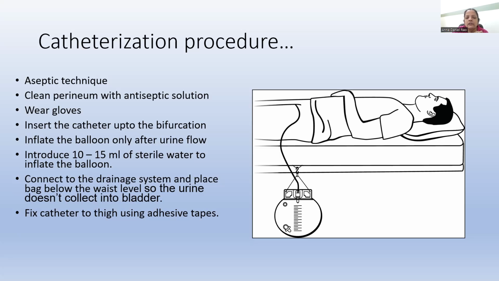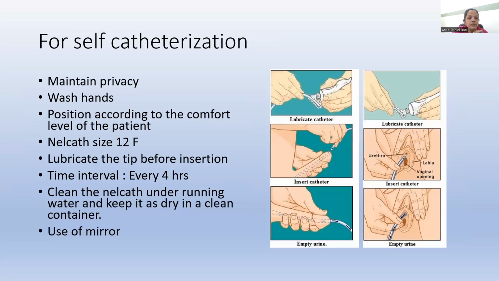Fixing of the catheter also needs to be done carefully, because many times adhesive tapes create a lot of allergic reaction, especially when the patient has had the catheter for a very long time. That needs to be taken care of. Self-catheterization, how to go about it, should be taught to the patient clearly. Maintenance of privacy is important here also. What position to be taken, what size catheter should be used, and lubrication of the tip before insertion.